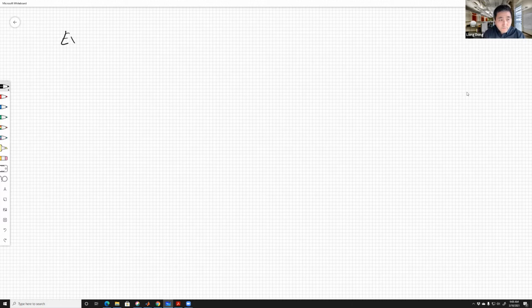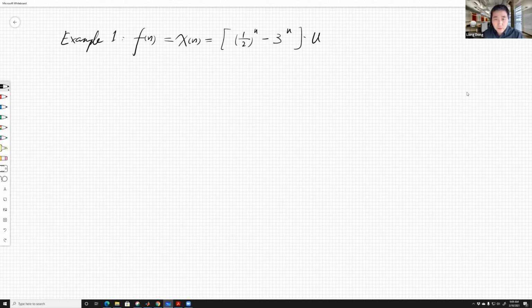Example 1. What I have here is a signal x[n]. Oh, this is a function. It can be anything. It's a signal in the format (1/2) to the power n, subtract 3 to the power n. Usually we are dealing with a causal system, so you put in a step function just to indicate that it is a causal signal.